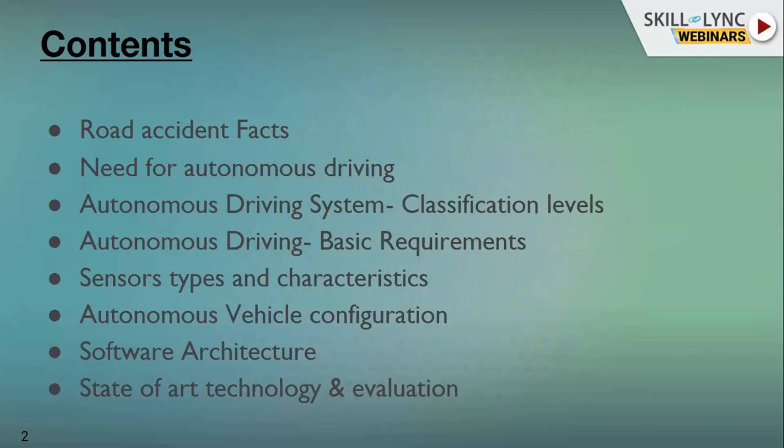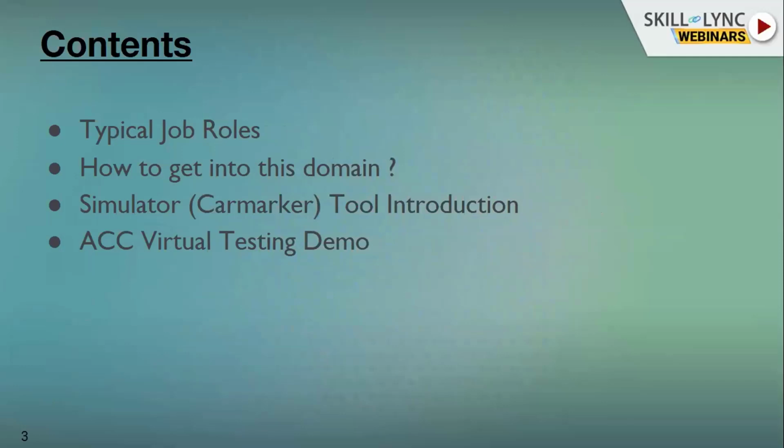So what kind of vehicle configuration is required, and then one more thing is the software stack. Software stack is basically a kind of basic architecture. It will show you the basic representation of the software stack. The next topic is state of the art technology and evolution: what kind of evolutions and future technology is going on in autonomous driving, and then the typical job roles in that domain, and what kind of skill sets you need to get into that domain.